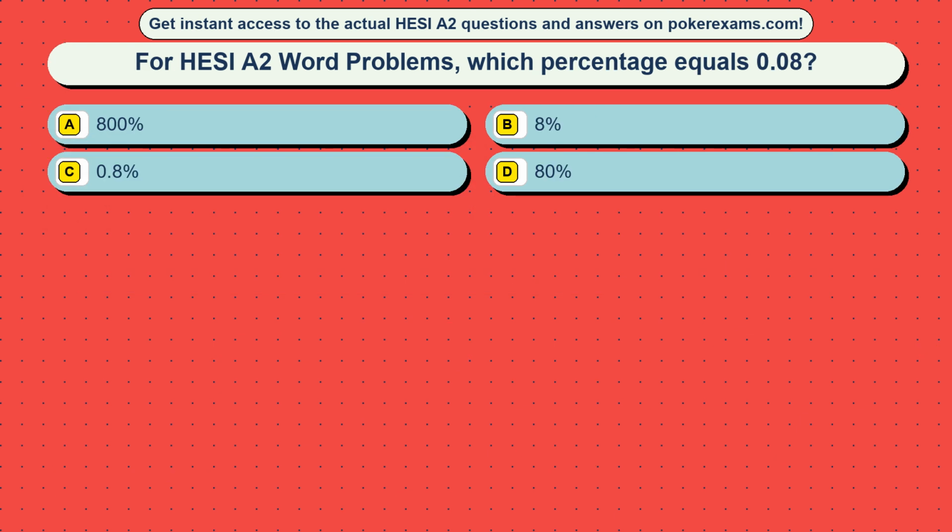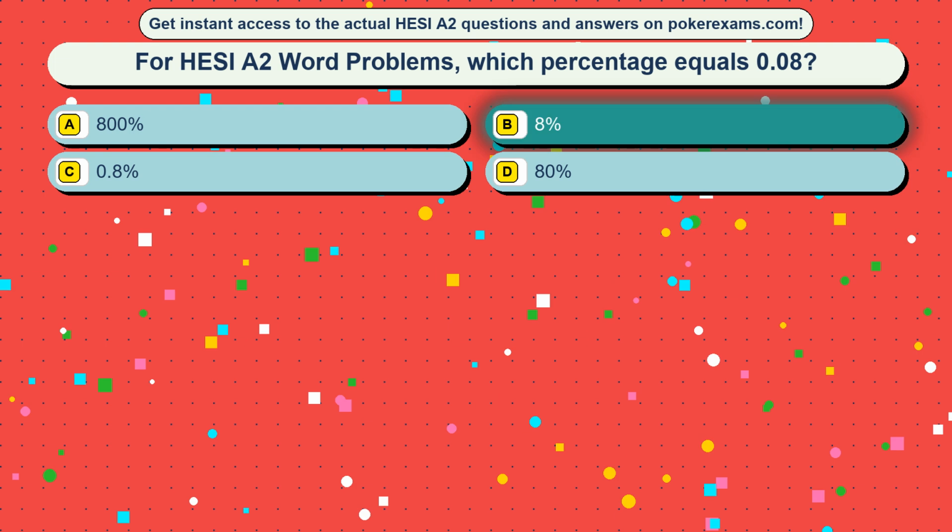Question 32. In HESI A2 problems, which percentage equals 0.08? Option A, 800%. Option B, 8%. Option C, 0.8%. Option D, 80%. The correct answer is option B, 8%.